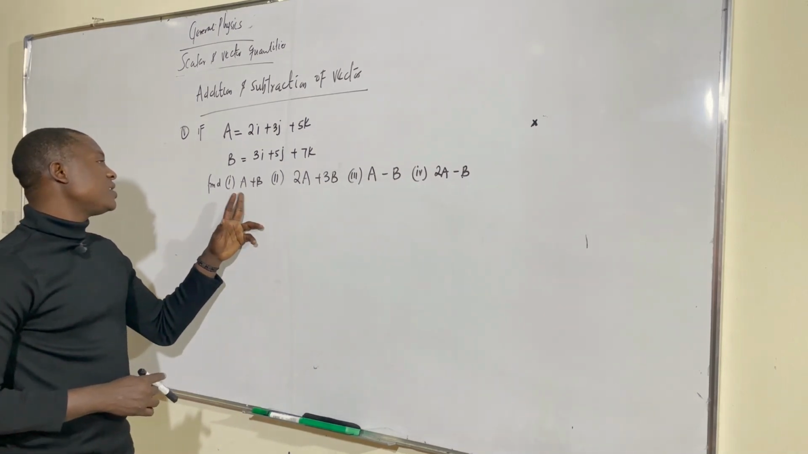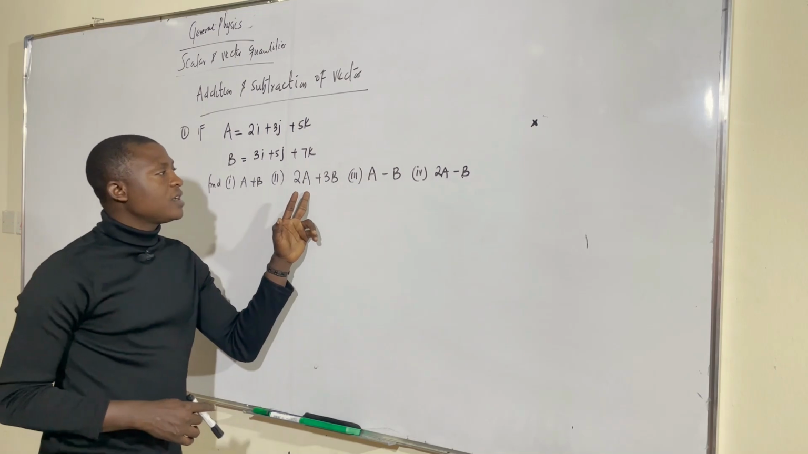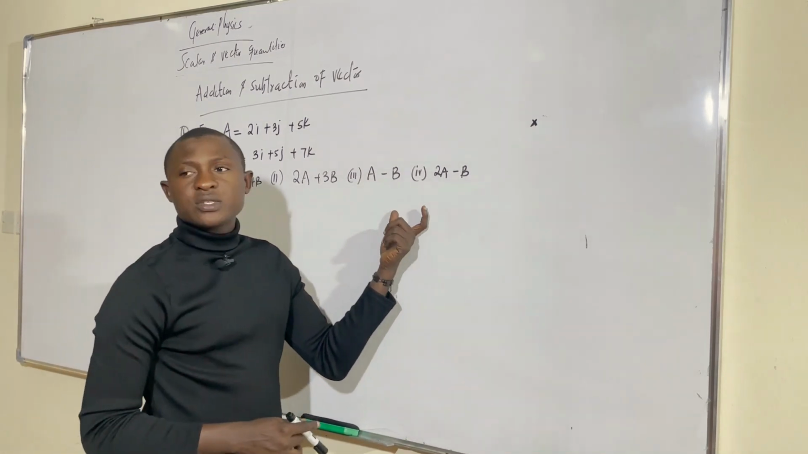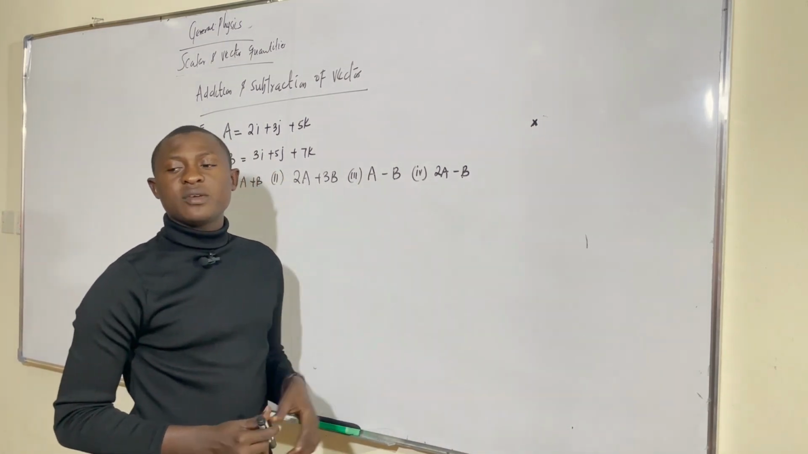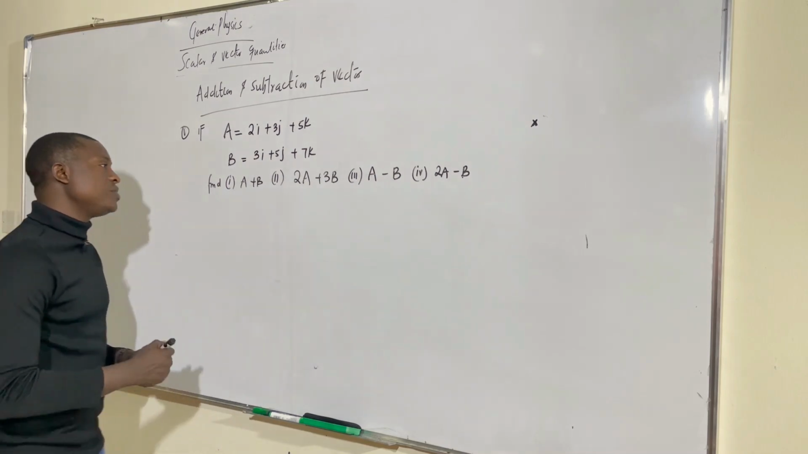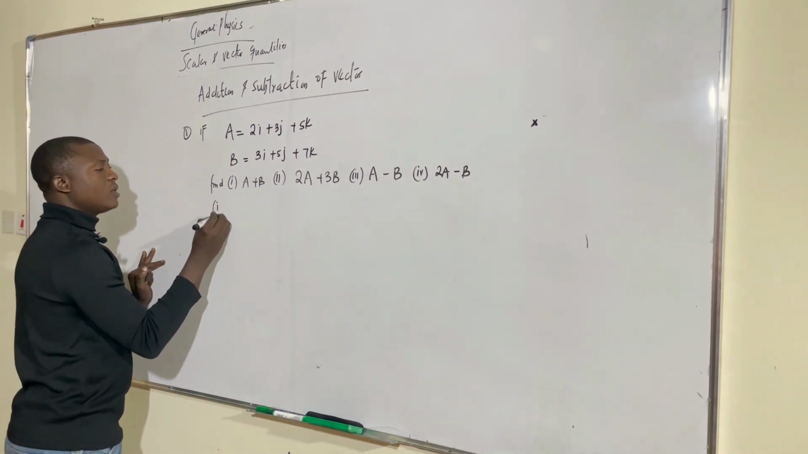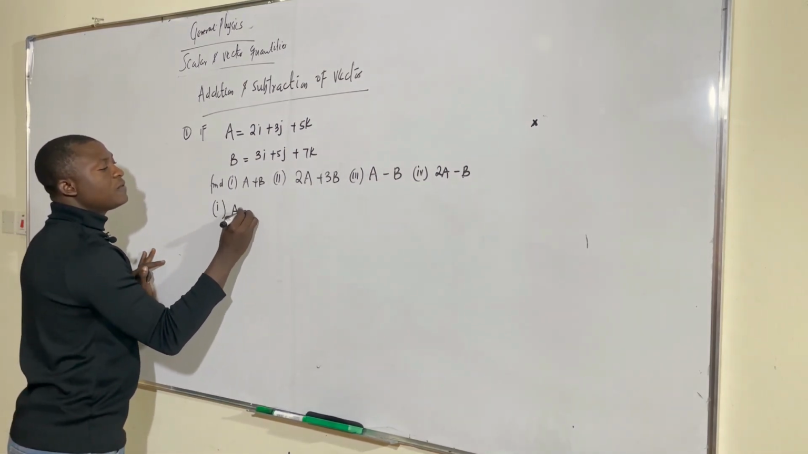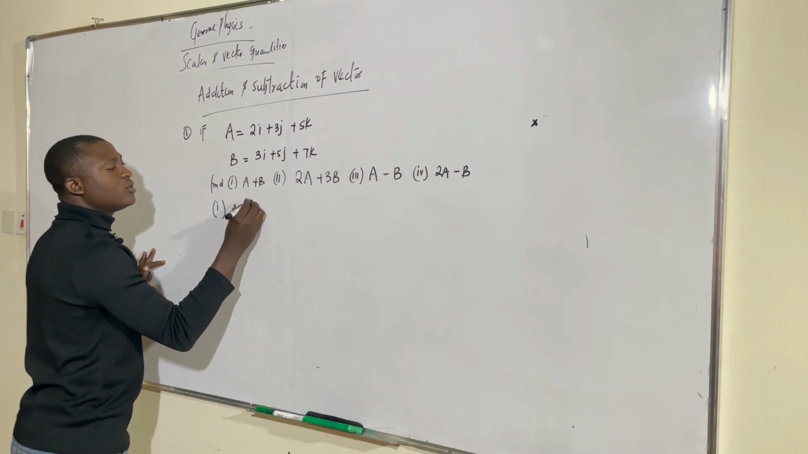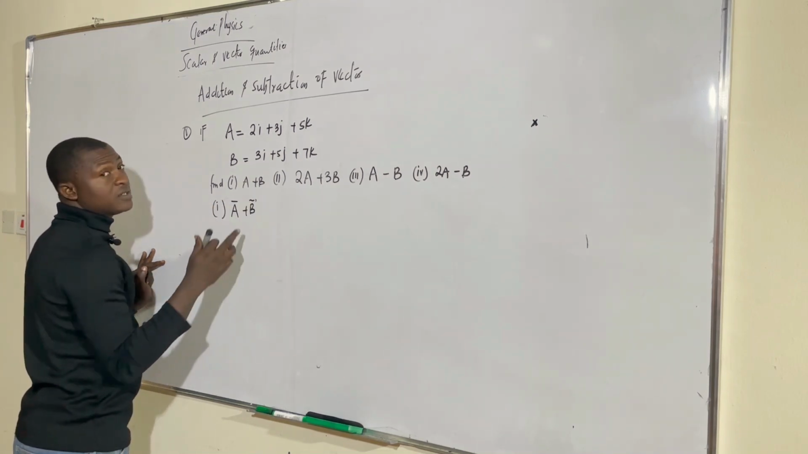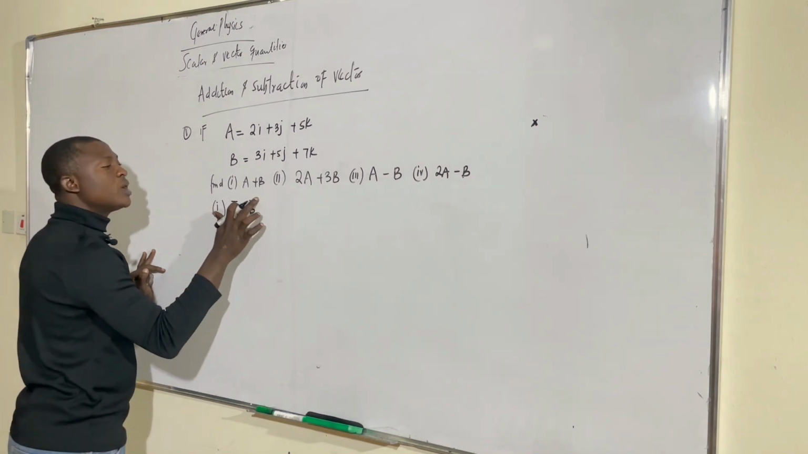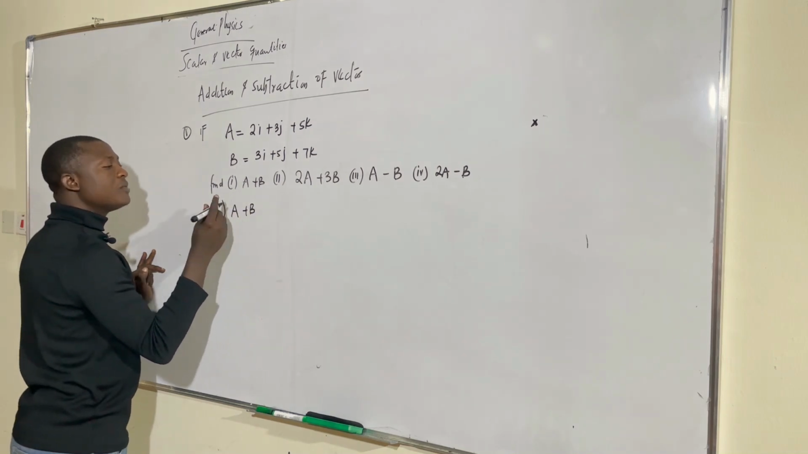Now we have to find A plus B, 2A plus 3B, A minus B, and at the same time 2A minus B. So let's do it together, one after the other. The first one, I want to find A plus B. Don't forget, they can put an arrow there to indicate vectors, and in some textbooks they use bold, so I'm using bold here.